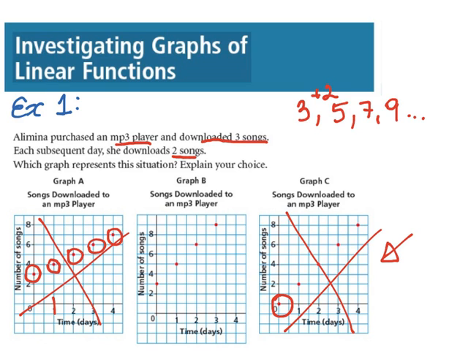This gives us graph B. It starts with 3 songs when the MP3 player was purchased, and each subsequent day 2 songs were purchased or downloaded. Then it's 7, and then it's 9. So therefore graph B is our answer.